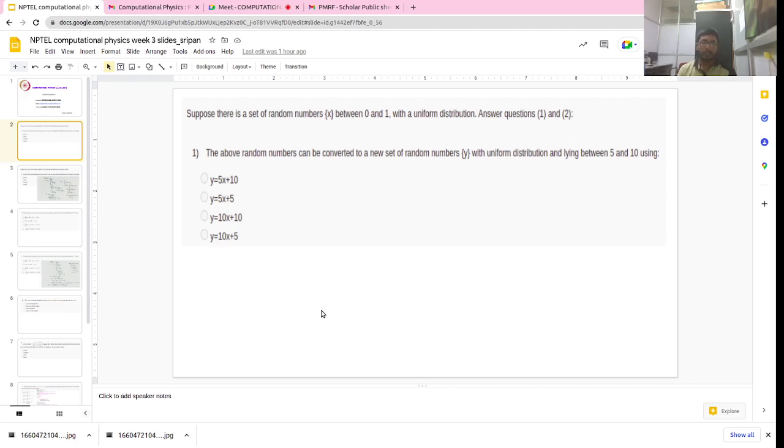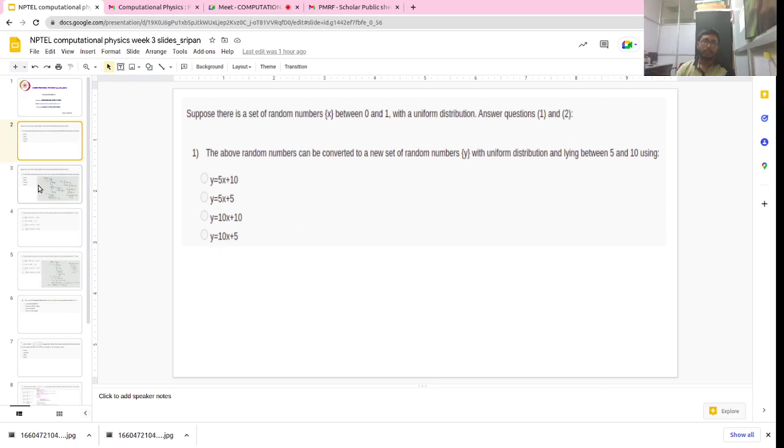Sir, 5x plus x. If we take the lowest value 0, then it will give 5. If we take 1, it will give 10. Okay, so that is quite easy for this question.